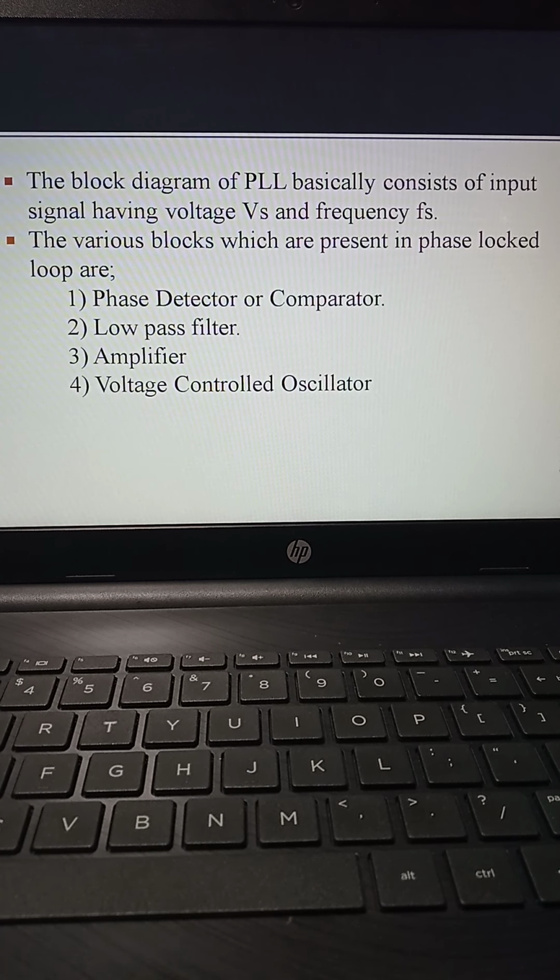So here is the explanation of the block diagram as I explained already. I already explained in detail about the working of PLL, so here I will just read. The block diagram of PLL basically consists of input signal having voltage Vs and frequency Fs. The various blocks present in the phase locked loop are phase detector or comparator, low pass filter, amplifier, and voltage control oscillator.